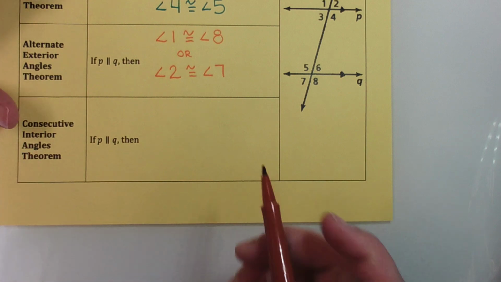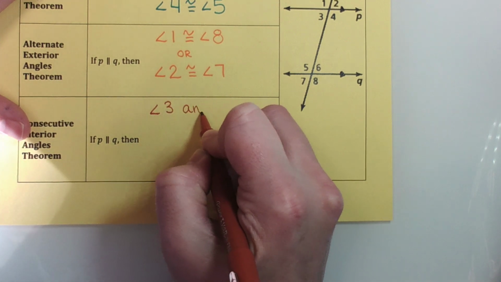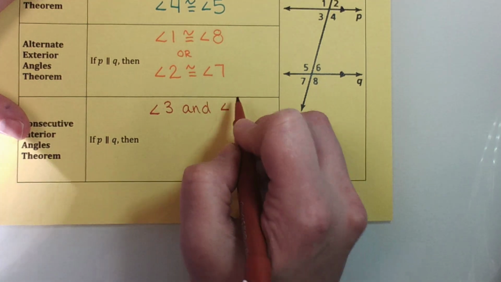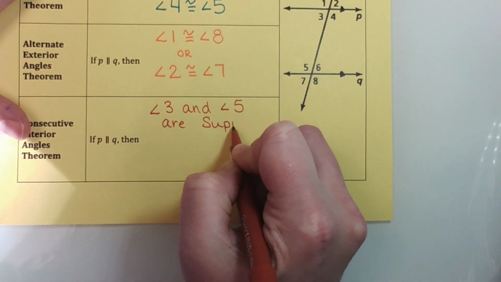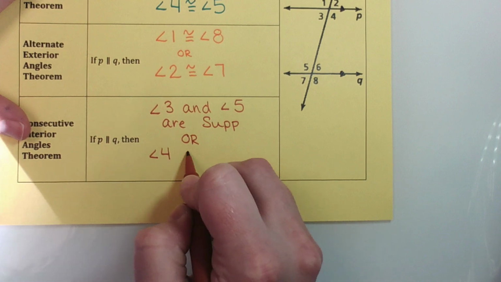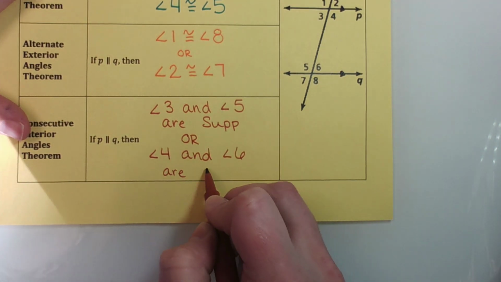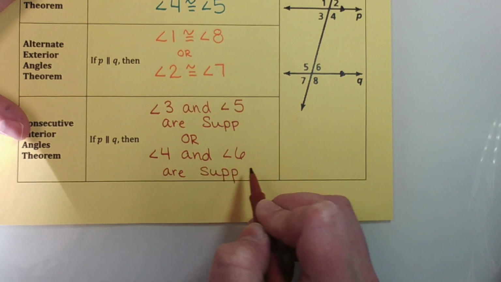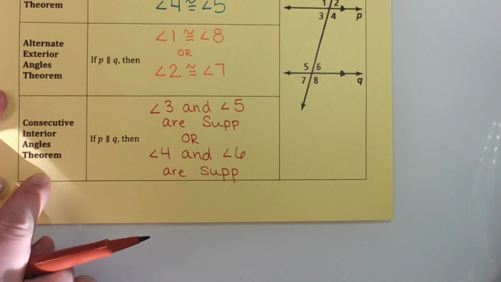Supplementary. Angle 3 and angle 5 are supplementary, or angle 4 and angle 6 are supplementary. If we come across a proof that is talking about those angles, we would say they are supplementary by the consecutive interior angle theorem. Before we move off of this, I just realized I didn't give the shortened versions.